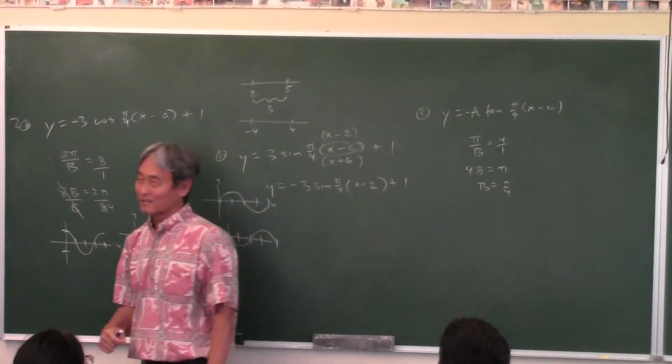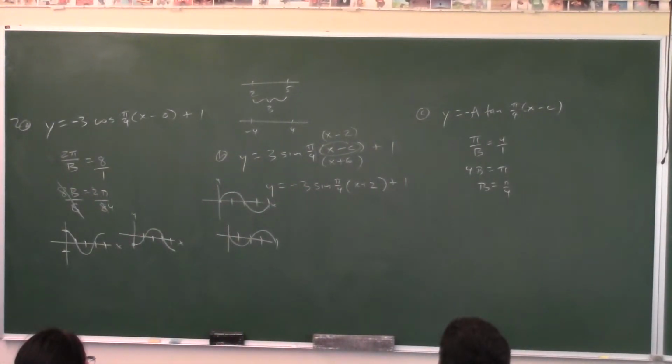Okay, now what about the... Which means the asymptotes are here and here, yeah? Right, because the asymptotes have to be halfway in between, right? Like that. So even though the graph is not showing it, one asymptote is at x equals negative 2 and the other one is at x equals 2.